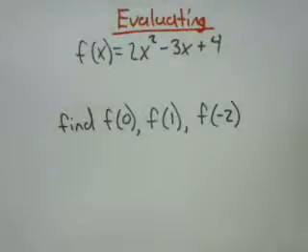So before me we have the function f of x is equal to 2x squared minus 3x plus 4. Now here we're told to find f of 0, f of 1, f of negative 2.